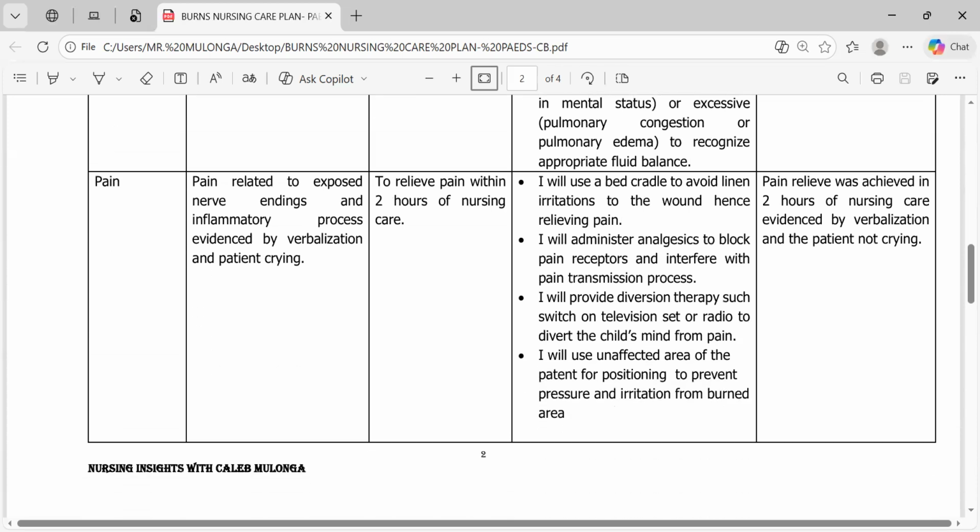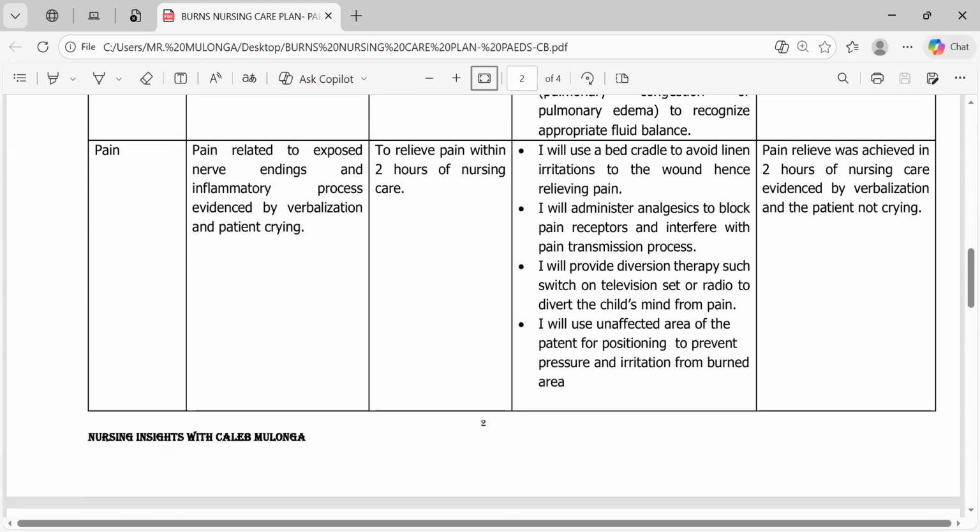We move to the third point. So these are burns, and it's about 20%. So there is a high chance that there is pain. There is pain because of burning or exposure of the nerve endings. So the third problem is pain in the burns.